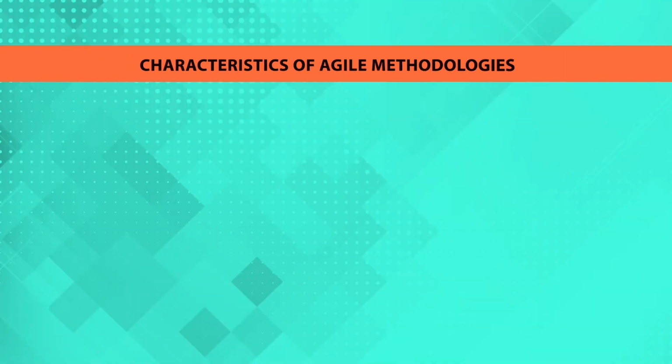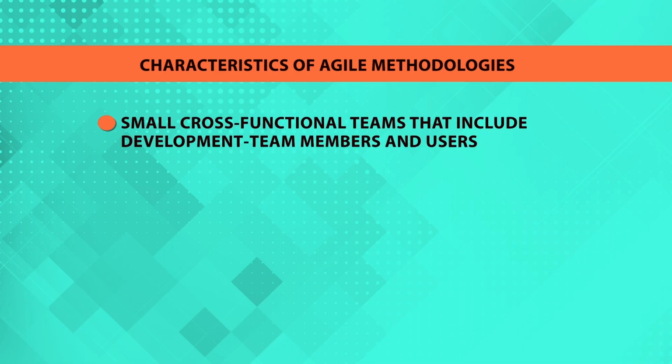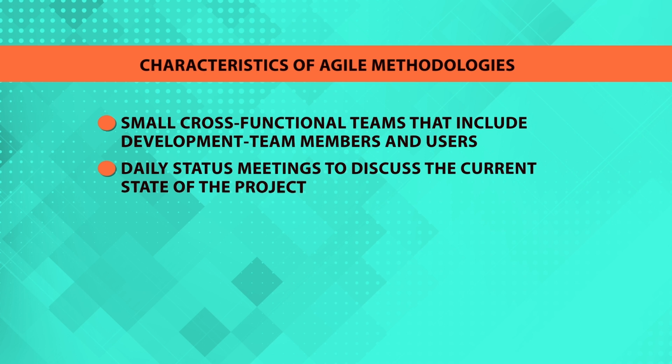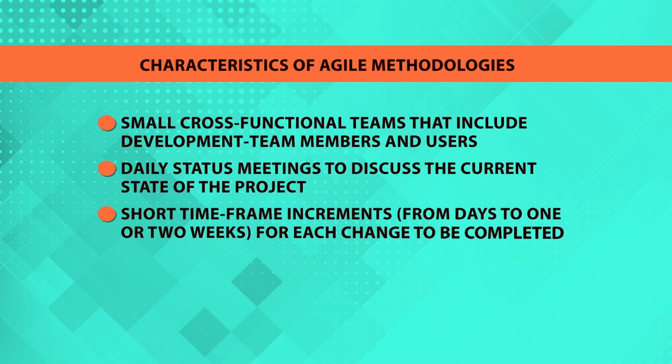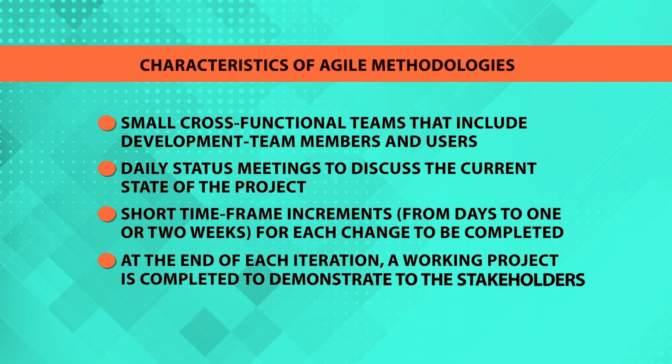So, coming to the characteristics of the agile methodologies, they are small cross functional teams that include development team members and users, daily status meetings to discuss the current state of the project, short time frame increments for each change to be completed, and at the end of each iteration a working project is completed to demonstrate to the stakeholders.